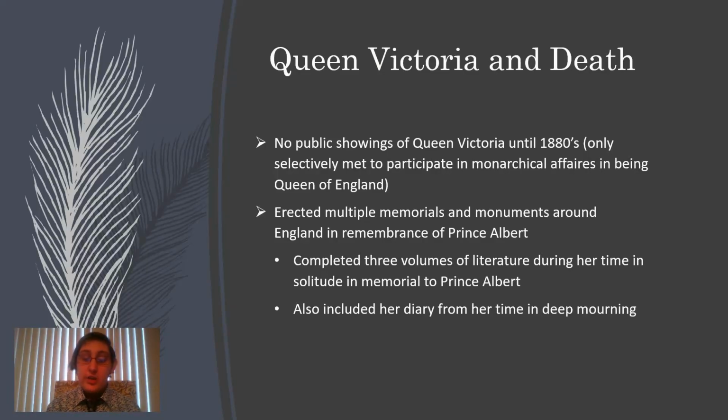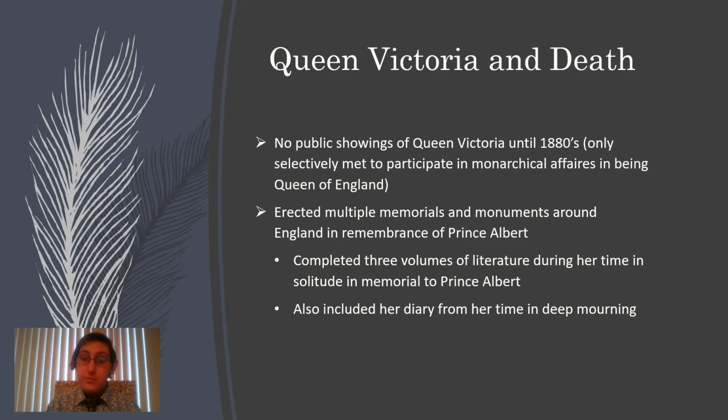Along with that, she had completed 3 volumes of literature dedicated in memory to Prince Albert. This was during her time of solitude, and the last book was inclusion of her personal diary that she had kept during her time of mourning.